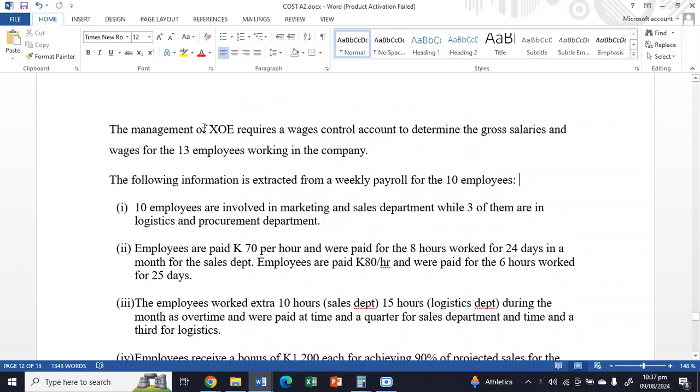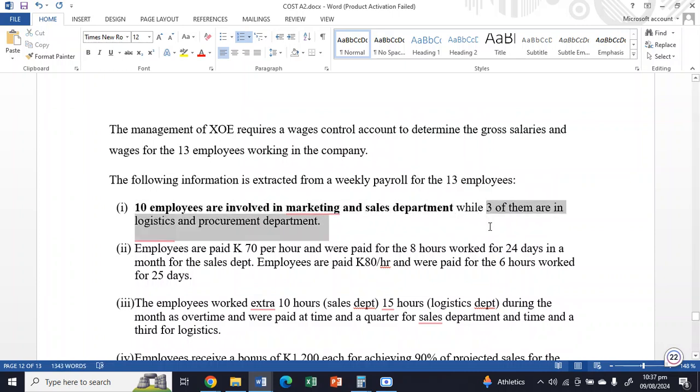It says the management of XOE requires a wages control account to determine the gross salaries and wages for 13 employees working in the company. The following information is extracted from a weekly payroll for the 13 employees. So we've got 10 employees in the marketing and sales department, and we've got 3 employees.